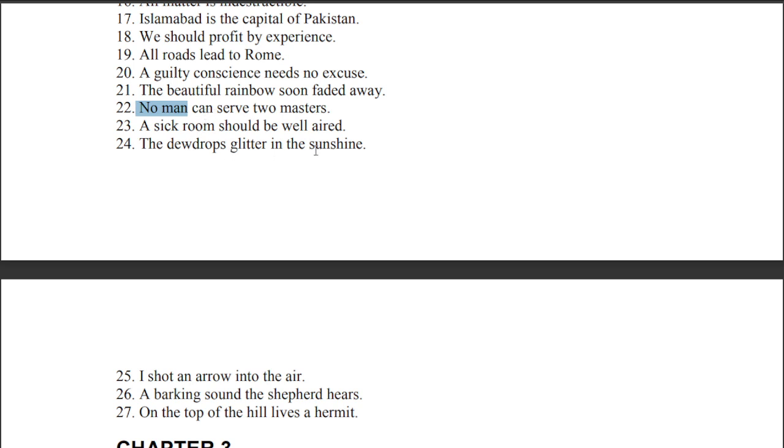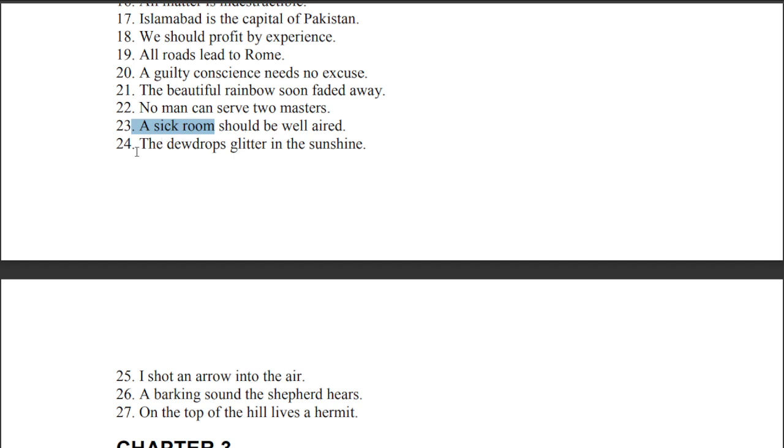A sick room should be well aired. First, a thing has been named by a sick room. So, a sick room is the subject of the sentence. While should be well aired, this part of the sentence, is talking about a sick room. So, should be well aired is the predicate. A sick room is the subject.